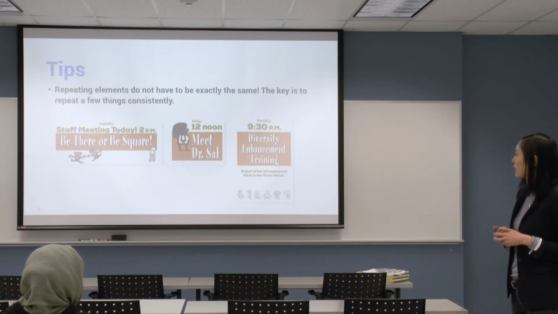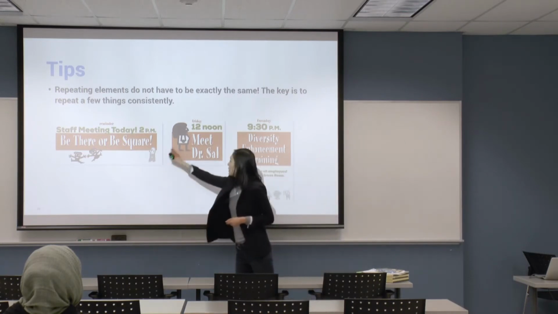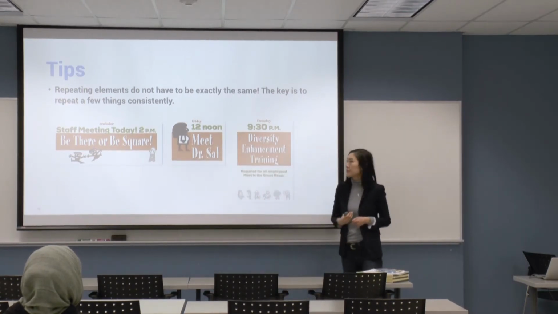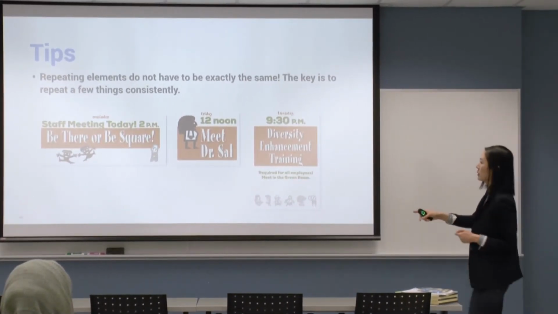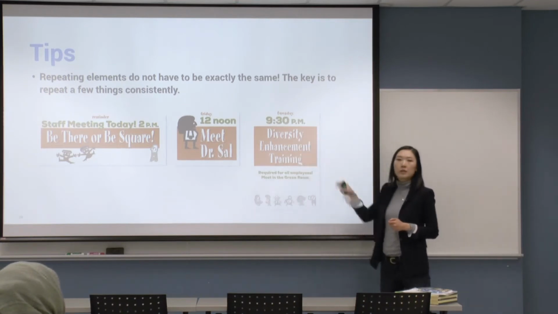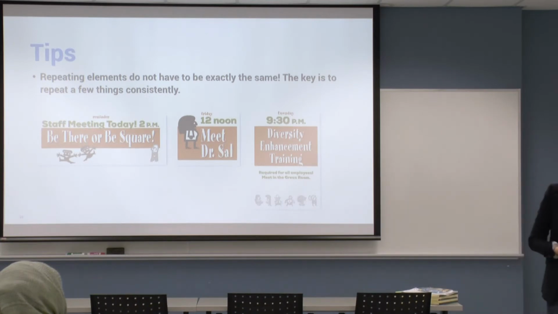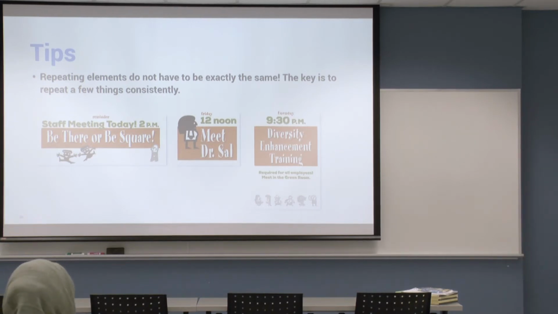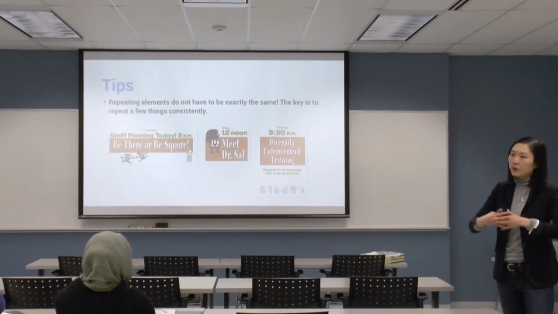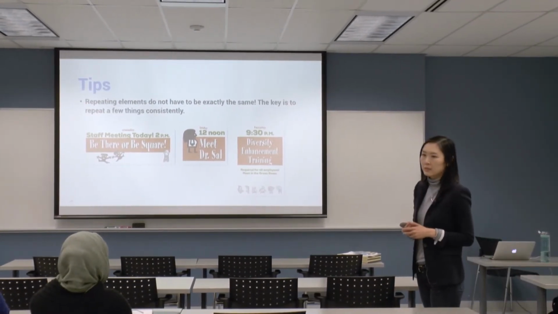The things I'm repeating here are the typeface. The little characters here are very different, but they're of the same style. I'm repeating this orange color and this square element as part of the background, even though they're different sizes. So they do not have to be exactly the same, but pick one or two things that you want to repeat throughout your material if it's part of a package, and your design is going to look a lot more consistent.